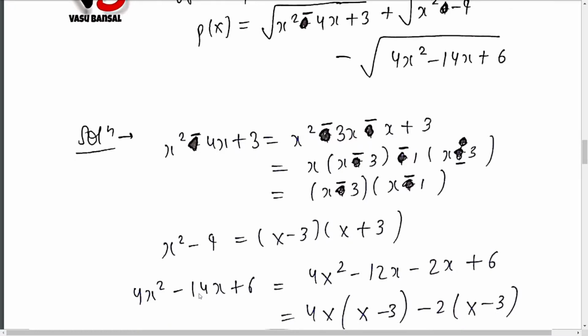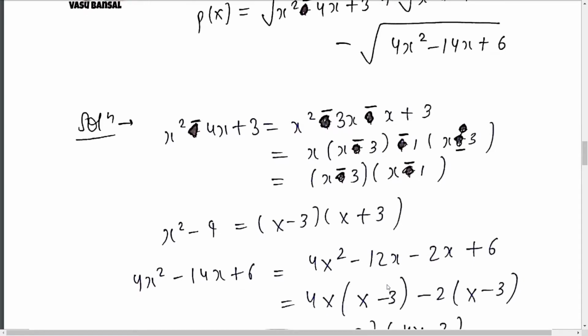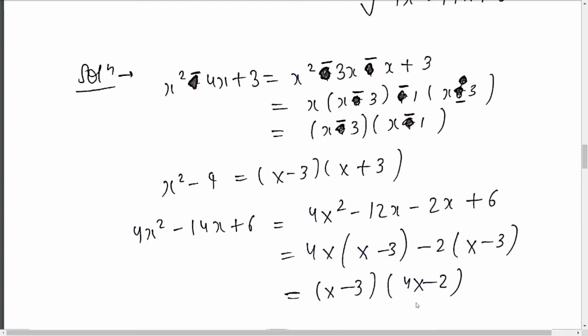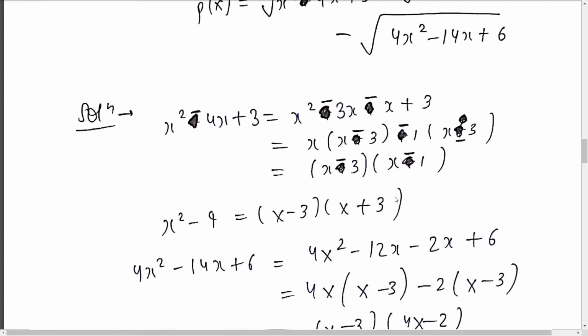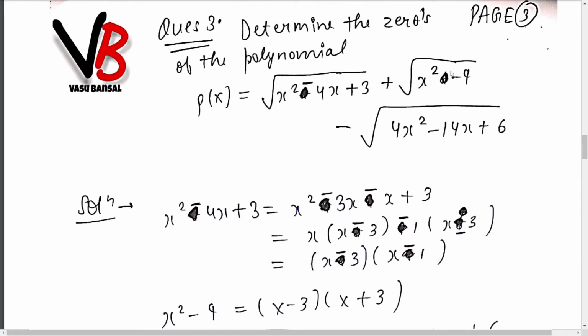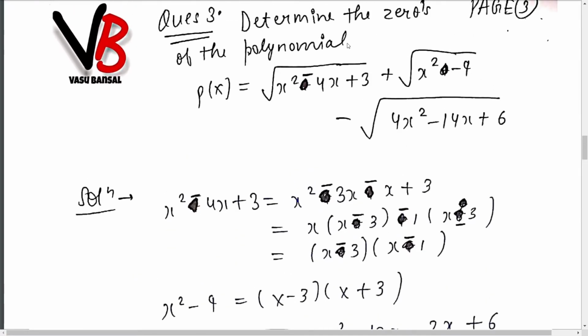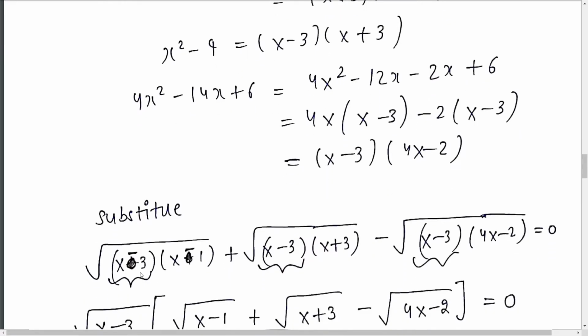This can also be factorized, writing 14x as minus 12x minus 2x. Then I further take 4x common, and by simplifying I get (x minus 3) into (4x minus 2), right? So I have factorized all three of these subpolynomials. Now I'll substitute it back in the original expression. So substituting this, I get this.